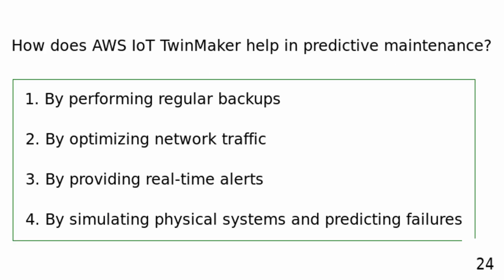How does AWS IoT TwinMaker help in predictive maintenance? By performing regular backups. By optimizing network traffic. By providing real-time alerts. By simulating physical systems and predicting failures.